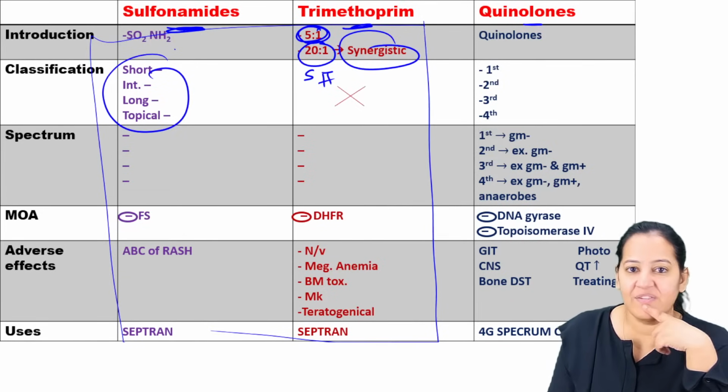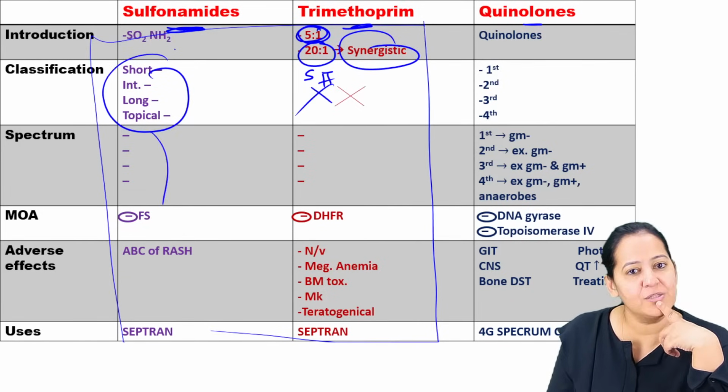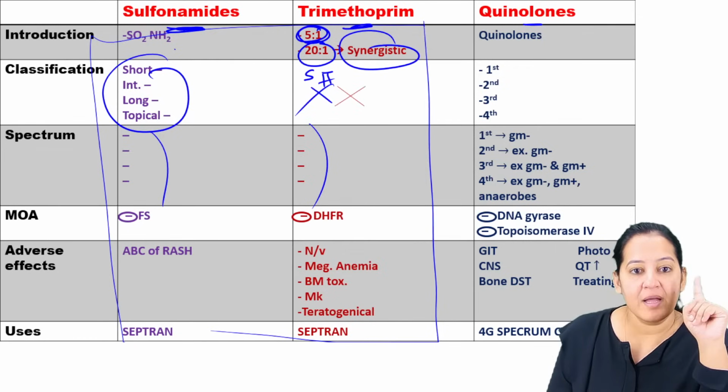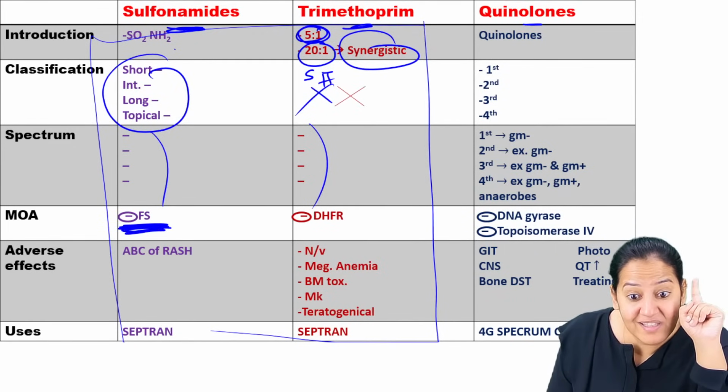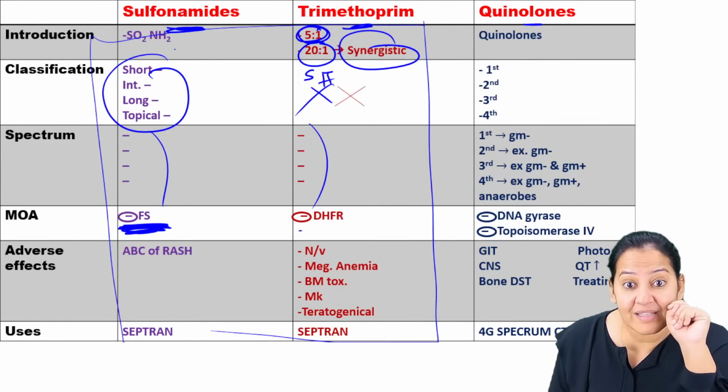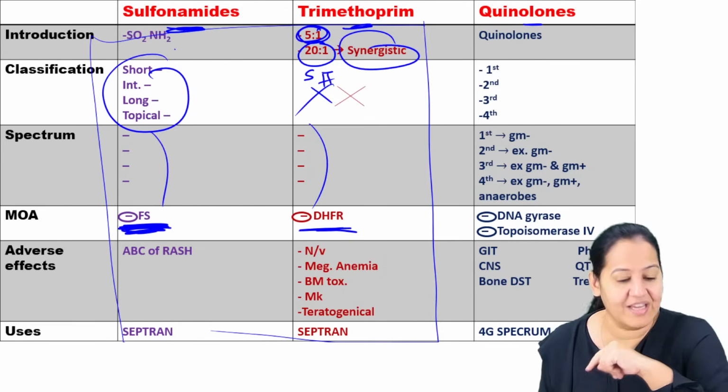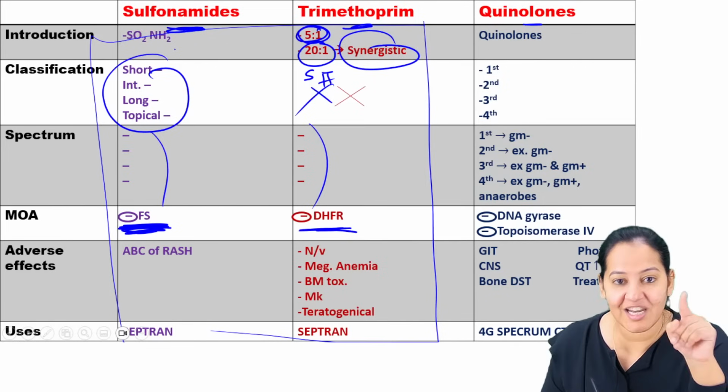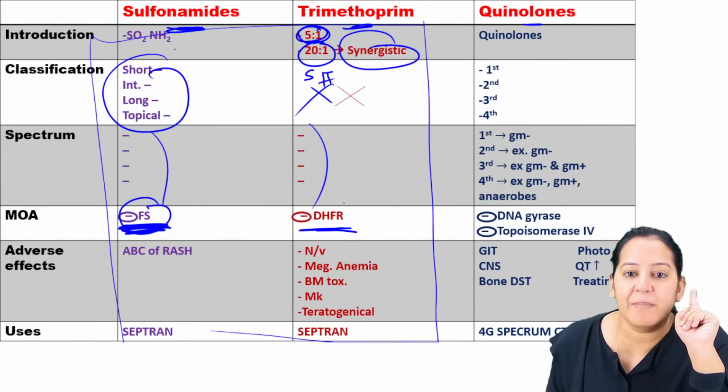Here we have a classification, here we don't have any classification. Spectrum is broad spectrum. Both of them are broad spectrum. This inhibits the enzyme folate synthetase. It's a PYQ. And this inhibits the enzyme dihydrofolate reductase. It is also a PYQ. So learn the names of the enzymes. Here it is folate synthetase, here it is dihydrofolate reductase.